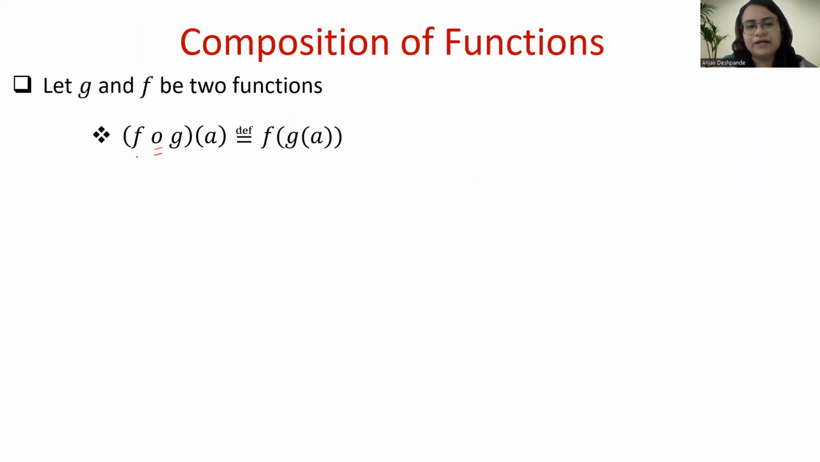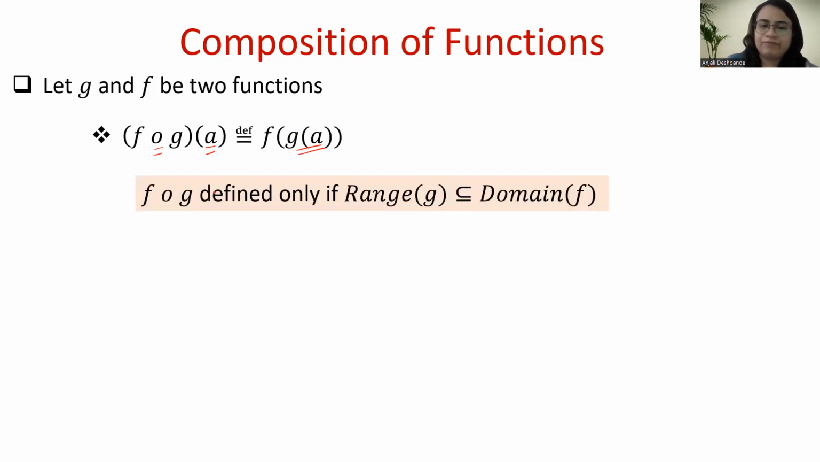And if I have to find the composition of these two functions for the element a, then what I have to do? I have to find f of g of a. You have to first find the image of a in g, and then finally you have to find the image of g of a in f. So f composition g is defined only if the range of g is a subset of the domain of f. This we will see afterwards.